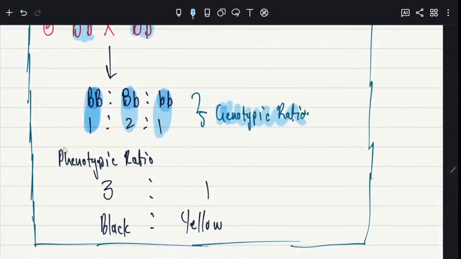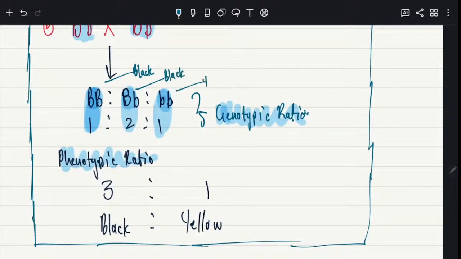But when we say phenotypic ratio, we are saying what we see. It has nothing to do with what they had. It has everything to do with what we see. We see that this is a black fruit fly. This is a black fruit fly.